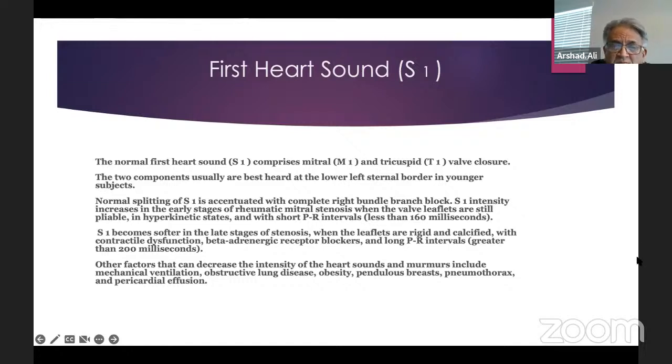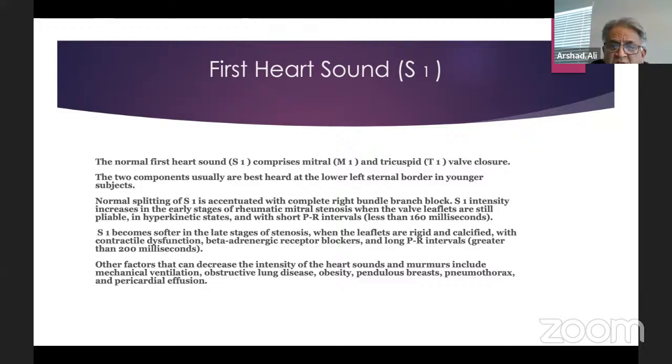The first heart sound has 2 components, mitral, which is M1, and tricuspid, T1. These 2 valve closures generate the first heart sound. Now, these 2 components are, in terms of the time scale, very close together. So most of the time with an ordinary stethoscope, you will not hear the splitting of the first heart sound. And they're best heard around the lower left sternal border, particularly in younger people.